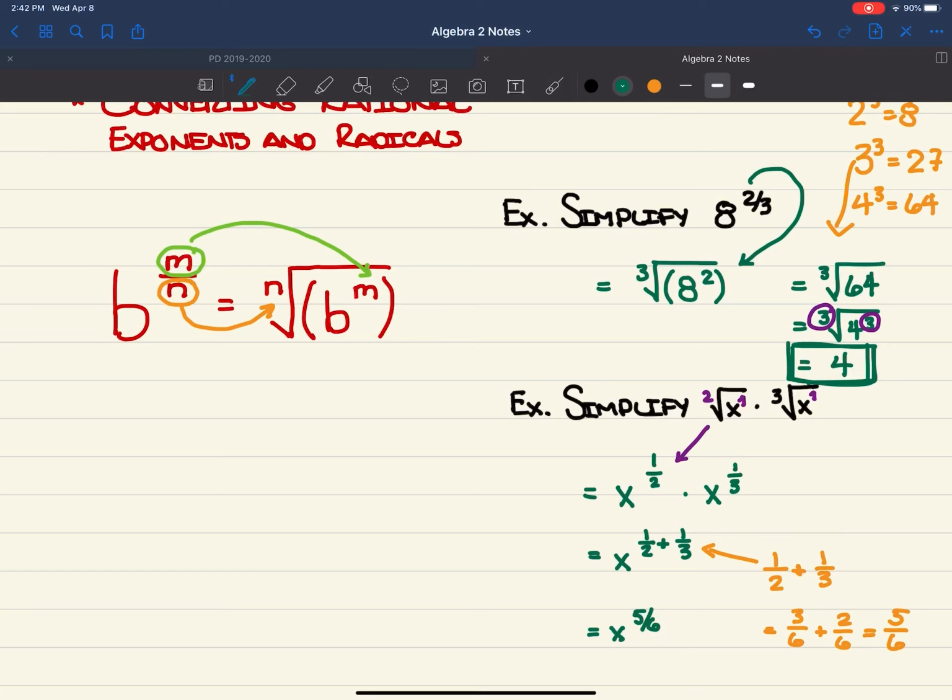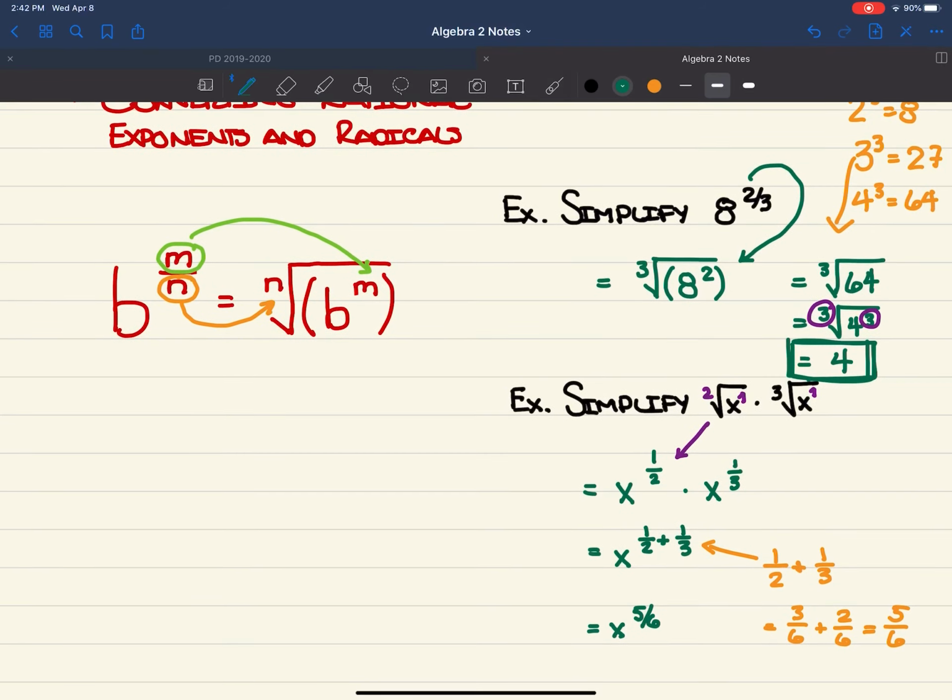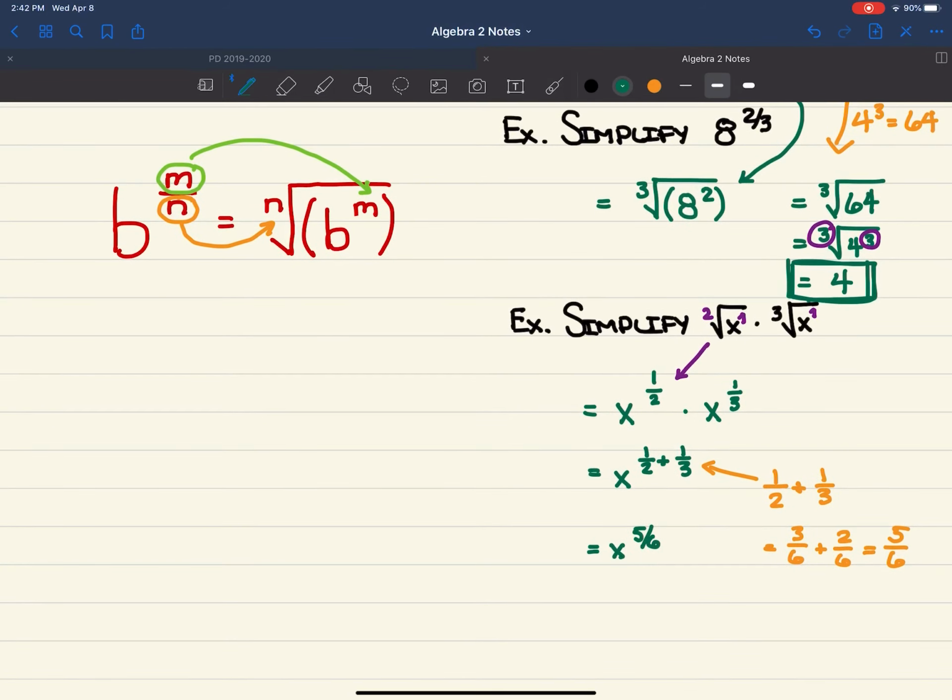Really quick, we could rewrite that x to the 5/6. What would that be as a root? Well, if we rewrite that as a root, since the denominator of my fractional exponent is a 6, this would be like the 6th root of x to the 5th power. So either of these mean the exact same thing. They're just two different ways of writing it. One is with a rational exponent. One is writing with a root.